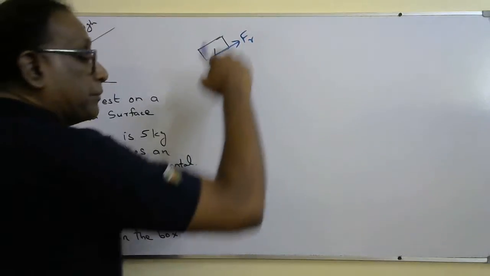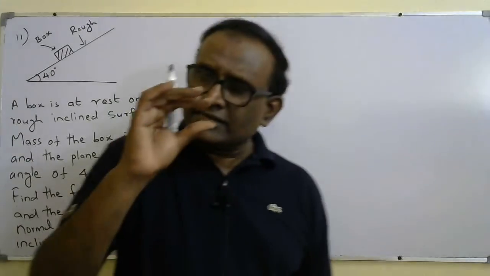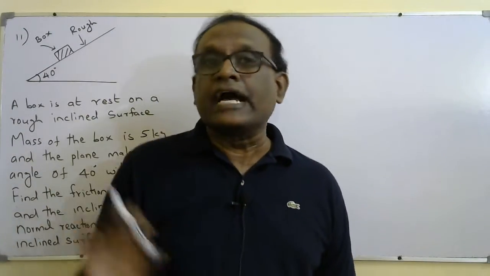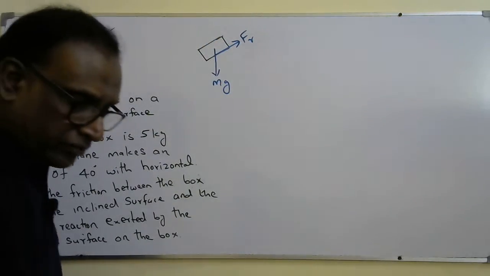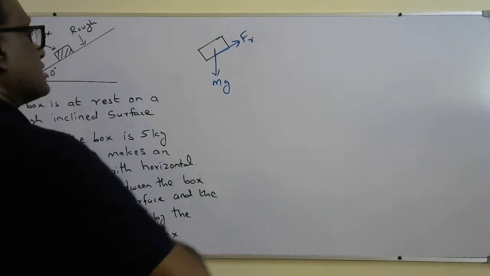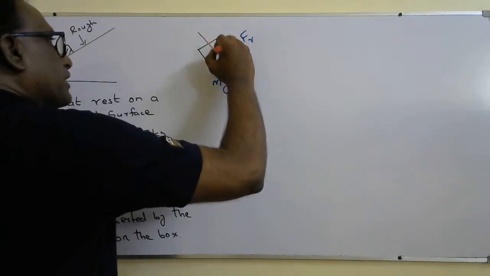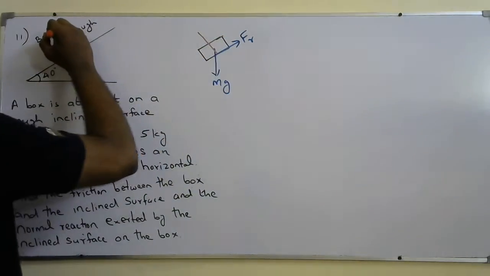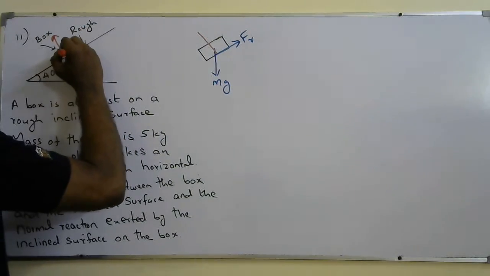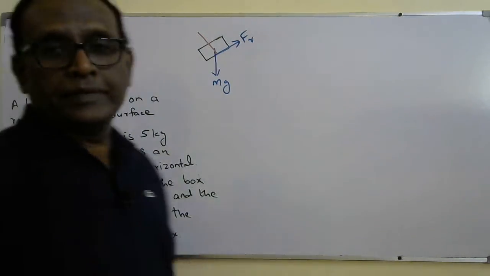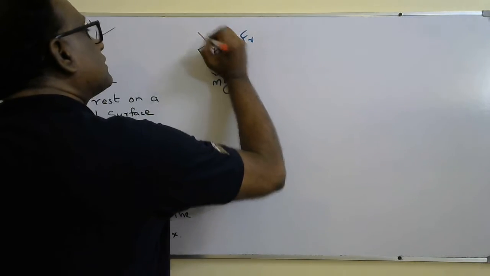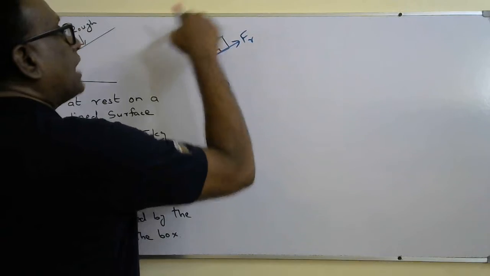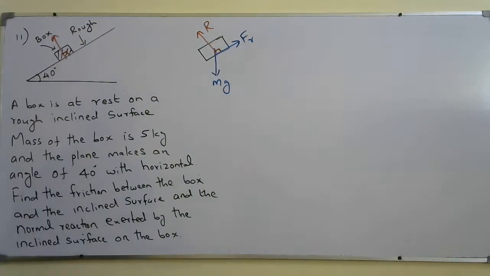I don't consider the dimension of the box. So imagine the box as a very tiny thing, right? So what else is acting? The normal reaction from the plane. The normal reaction will act this way, perpendicular to the surface, at right angle to the surface. Normal means perpendicular to the contact surface. That is R. So I need to find R and F, FR and R. Those are the two things I need to find.